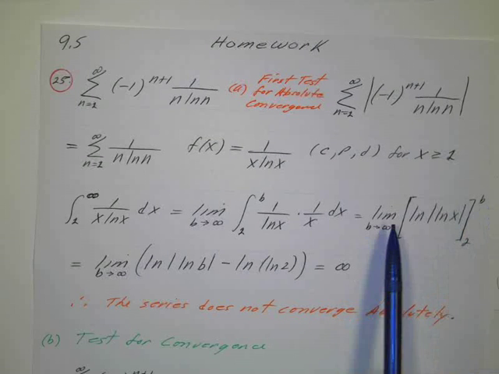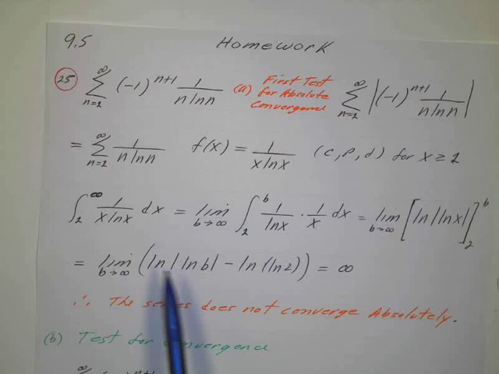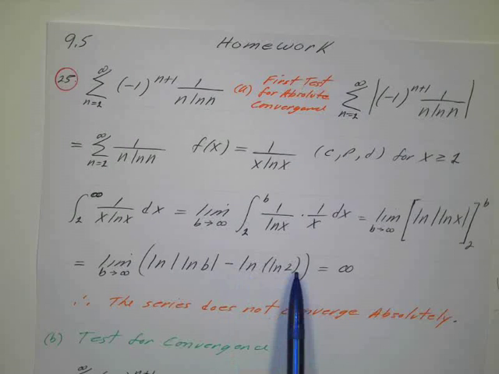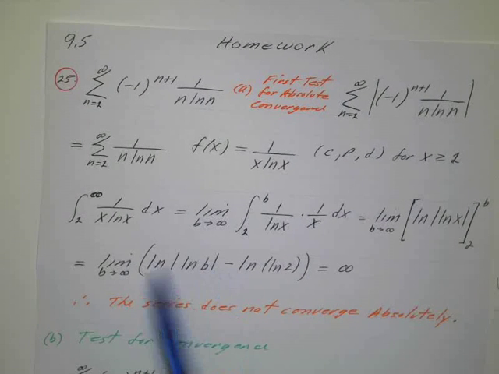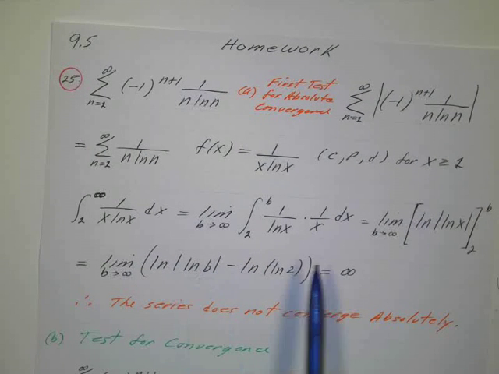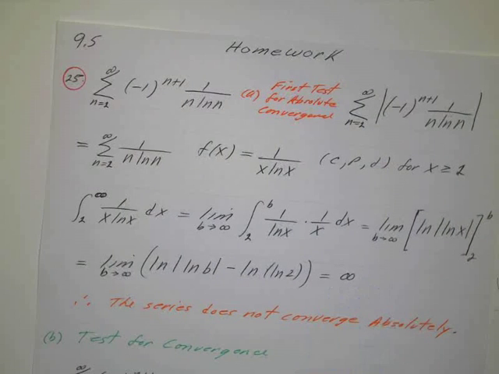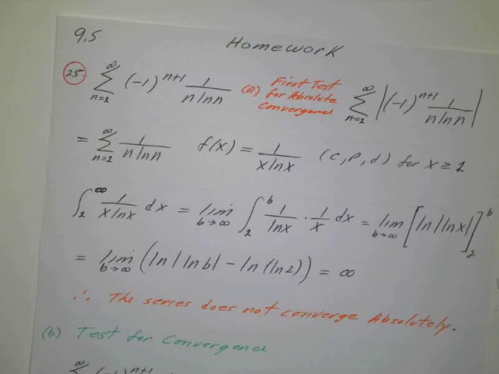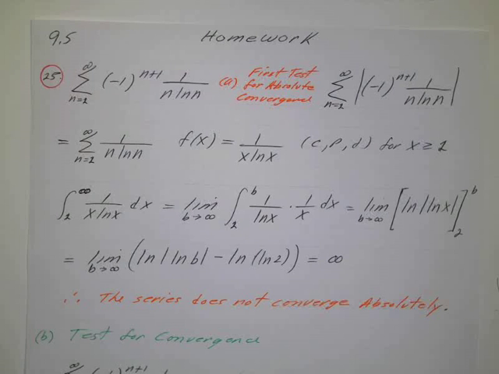And then we can evaluate this limit as b approaches infinity, so I can write this out, and this is going to be the natural log of the natural log of b minus the natural log of the natural log of 2. And as b goes to infinity, this term is going to go to infinity, because they're both increasing functions, so therefore it's equal to infinity. So it does not converge absolutely.